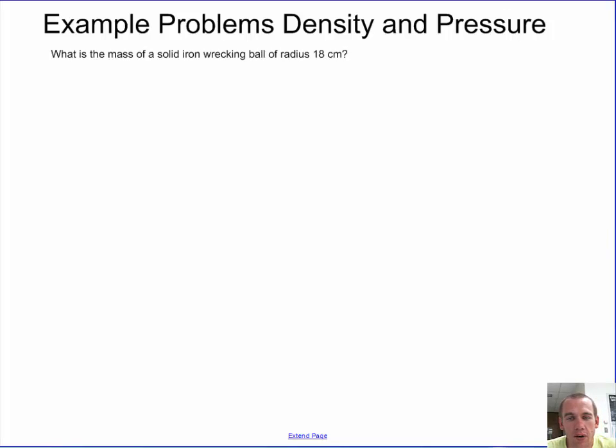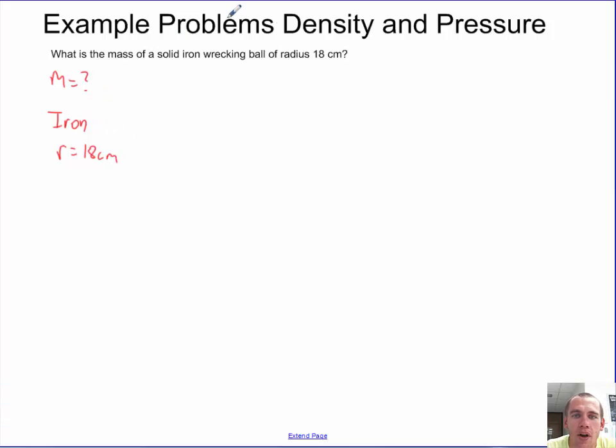Hi everyone, we're going to go ahead and work a couple example problems, one on density and one on pressure. If you're having problems, hopefully this clears them up. What is the mass of a solid iron wrecking ball of radius 18 centimeters? So we're supposed to find mass. We're given it's iron, that's important, and it has a radius of 18 centimeters.